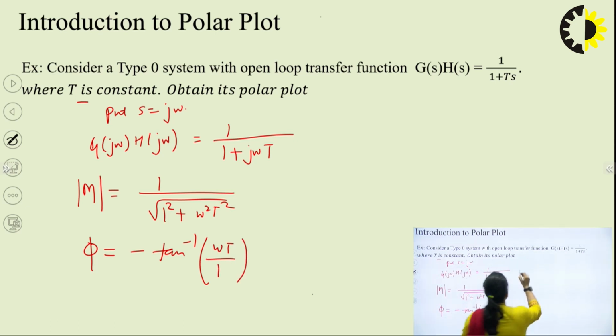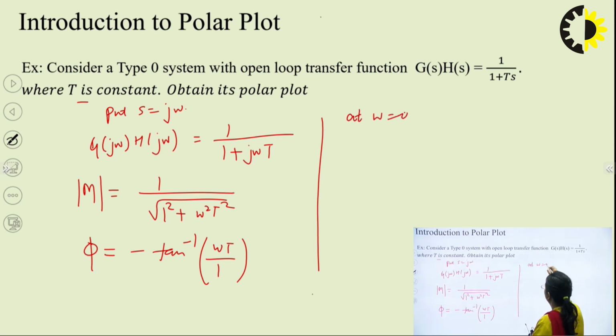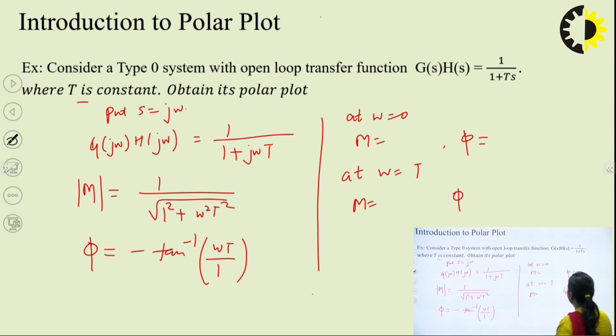Okay, now let's take values at omega is equal to 0. I'll find the magnitude and let's put one value as T, and we'll find the magnitude and phase angle. And at omega is equal to infinity, we have to find out the values at omega is equal to 0 and omega is equal to infinity. In between we can take any point, right. So only these three values I am going to calculate, the magnitude and phase angle. So at omega is equal to 0, the magnitude will be 1 and the phase angle will be tan inverse 0, which is 0, okay.